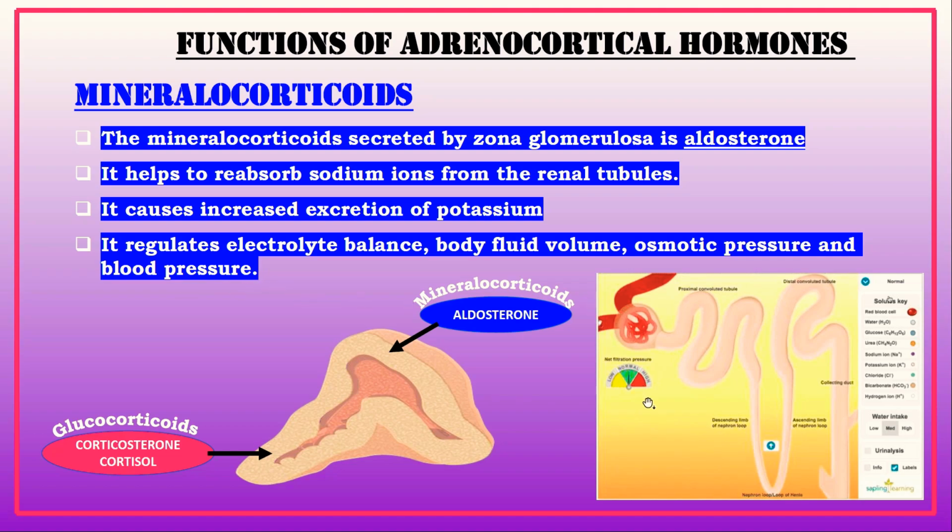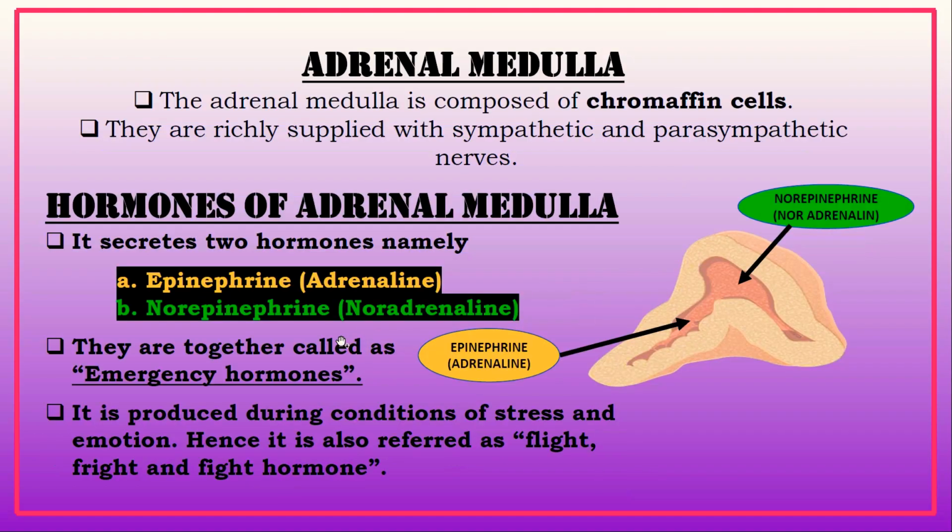So body fluid volume will be regulated by the mineralocorticoid hormones, by the reabsorption of the sodium ions and excretion of the potassium ions, by which it also regulates the osmotic pressure, blood pressure and electrolyte balance. Now adrenal medulla. The adrenal medulla is composed of chromaffin cells, and this region is richly supplied with the sympathetic and parasympathetic nervous system, which is considered as the autonomic nervous system.